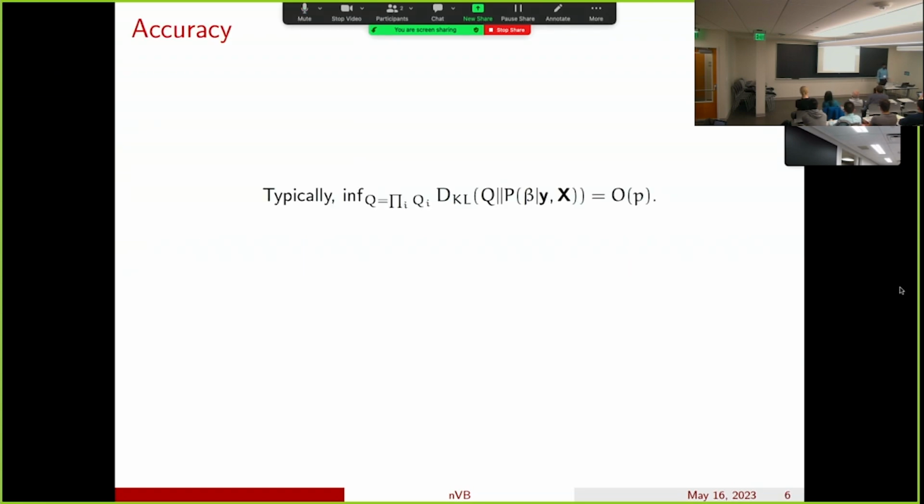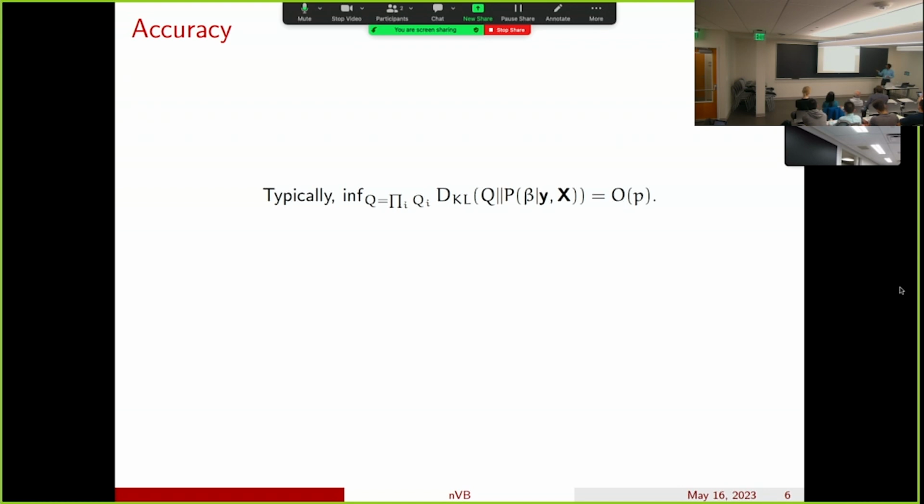So the question is, what do I mean really by approximating this posterior by the naive mean field approximation? How do I talk about the accuracy of this approximation? Let P be the actual posterior in my regression problem. This is a p-dimensional distribution. And I'm minimizing KL divergence of product measures from this posterior, right? So these are typically two non-degenerate distributions in p dimensions.